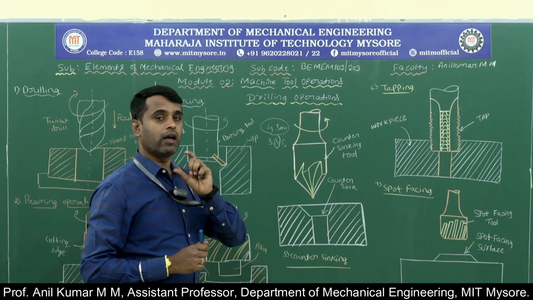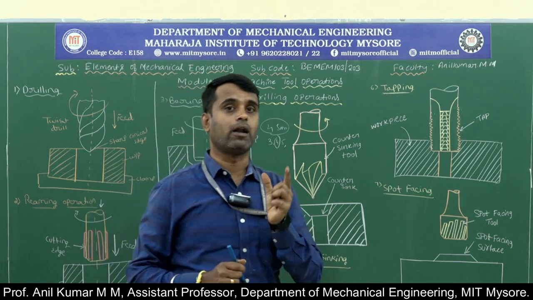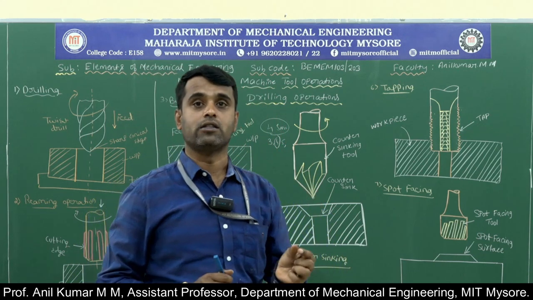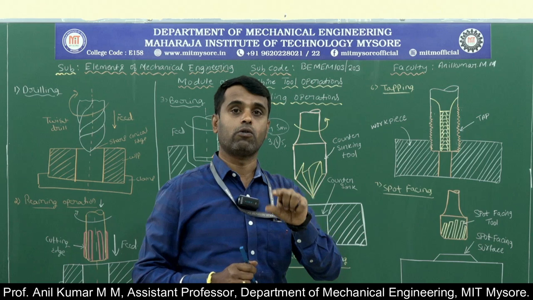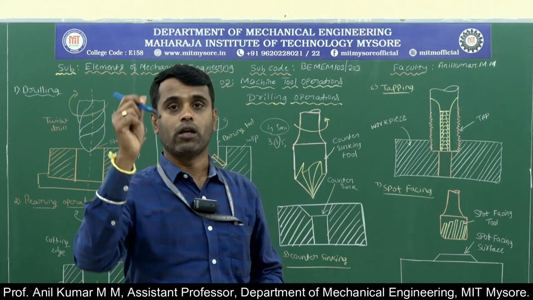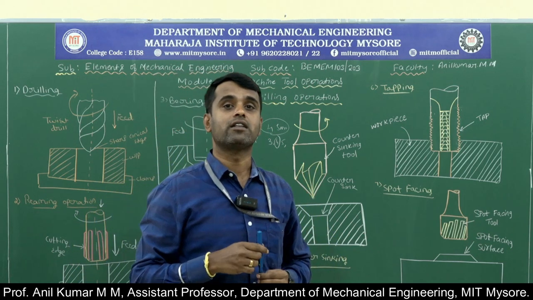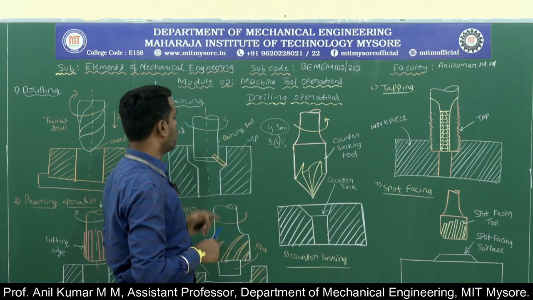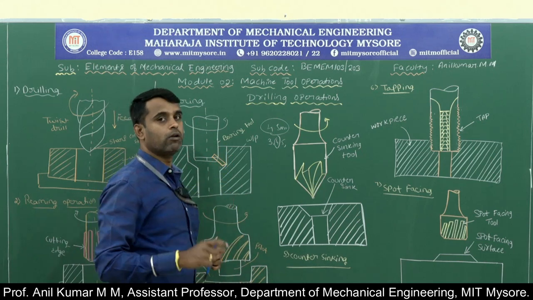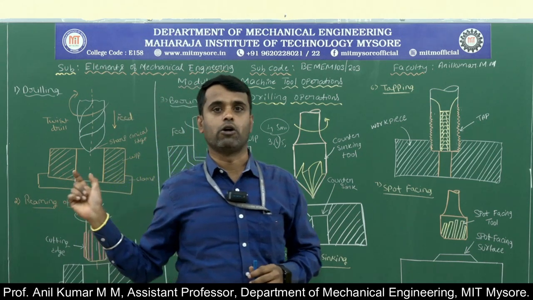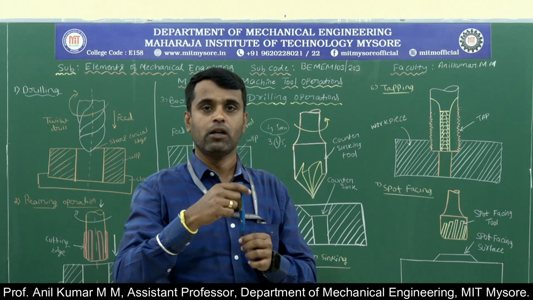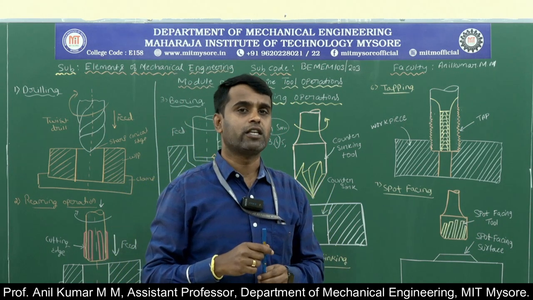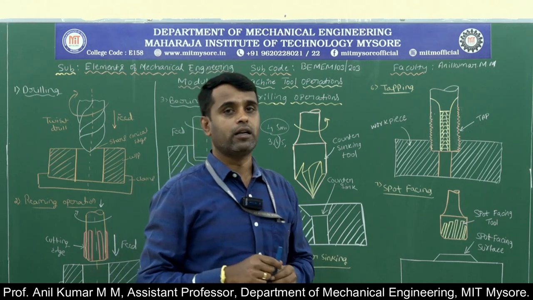When the exact size of the drill bit is not available, we can drill the hole to the nearest size first, and then with the help of this boring tool we can increase the size of the hole. That operation we call the boring operation, and the speed of the spindle will be half of the speed of the drilling operation. During boring the spindle rotates at a very slow speed.